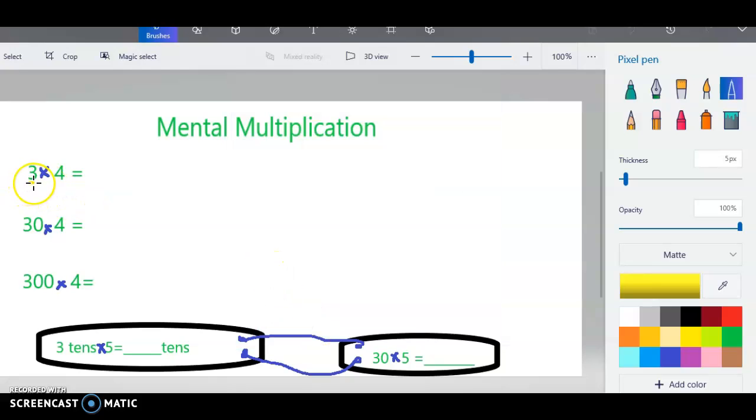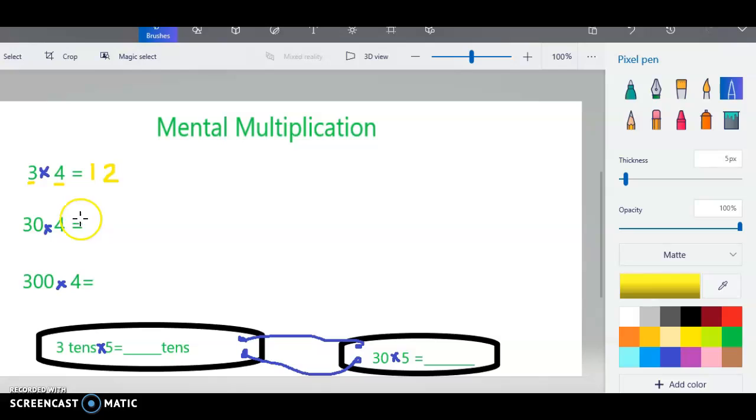If we say 3 times 4, it is the same as saying 4 times 3. And 4 times 3 is 12. So all I have to do is put my answer 12 there.